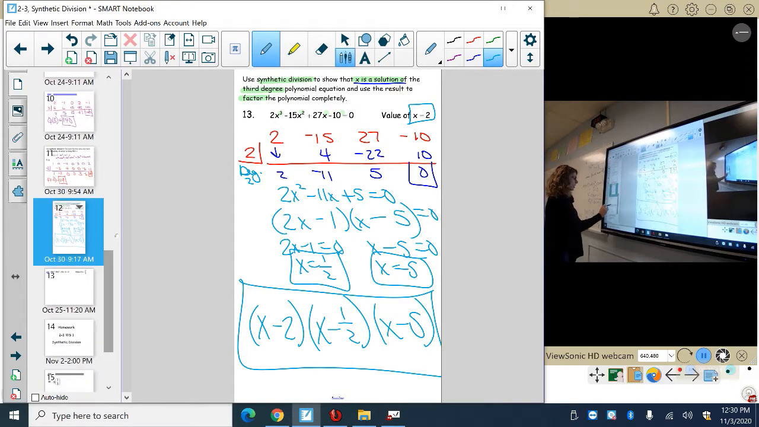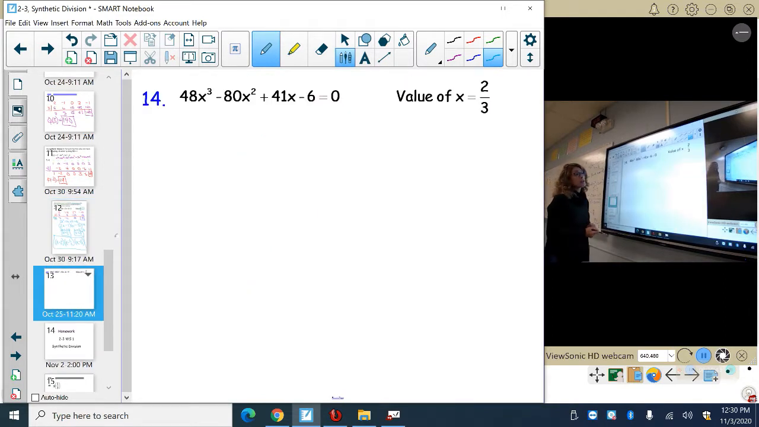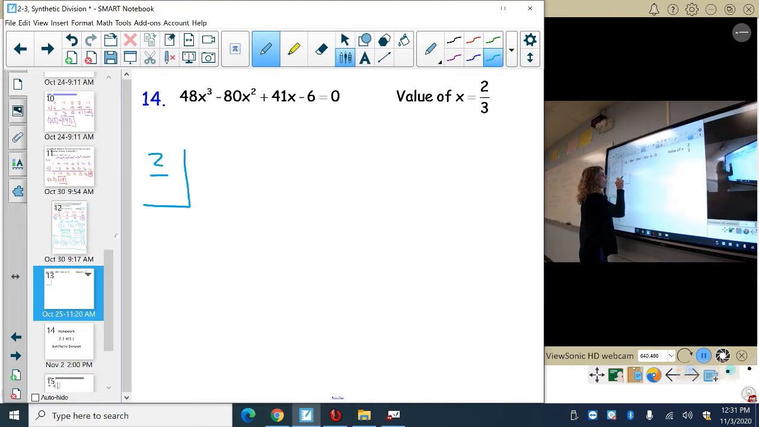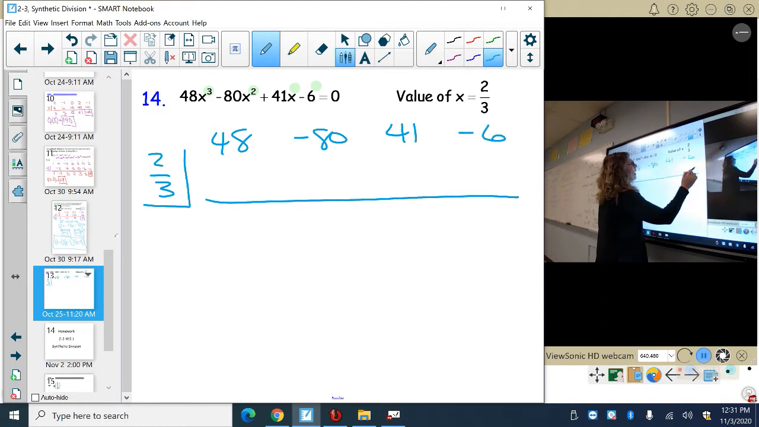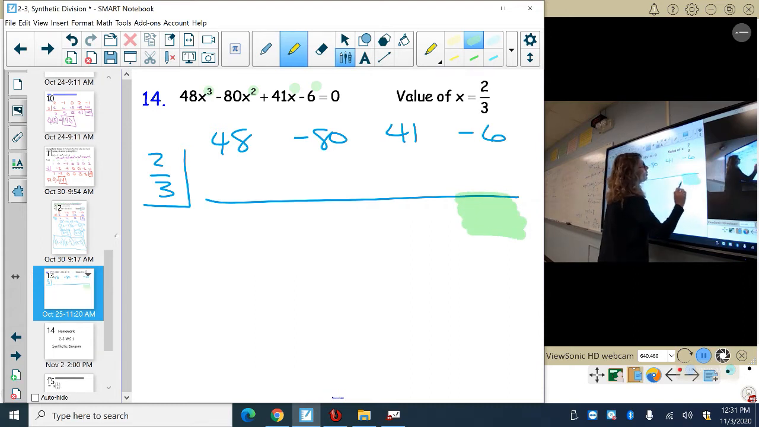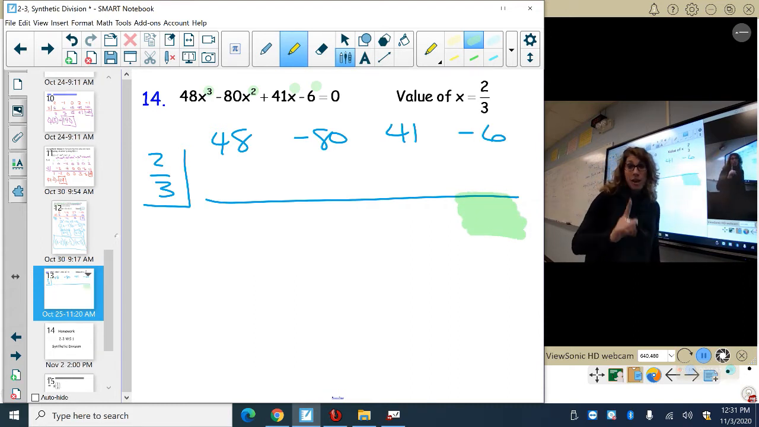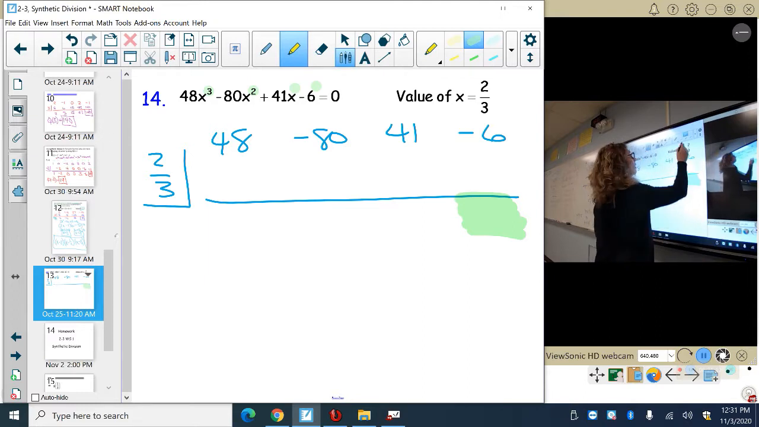Tonight's homework, looks like I was going to do one more problem for you. I'll do 14 for you. Same thing, put 2/3 here. Look for missing powers, 3, 2, 1, 0. I'm good, so this is 48, negative 80, 41, and negative 6. Now, I need this spot right here to be 0. It has to be 0. If it is not 0, then I messed up.